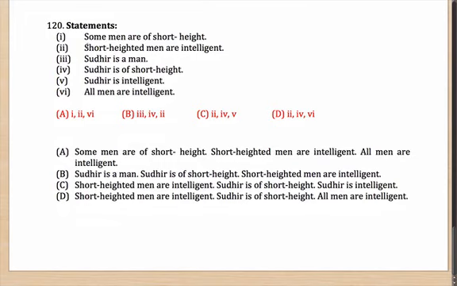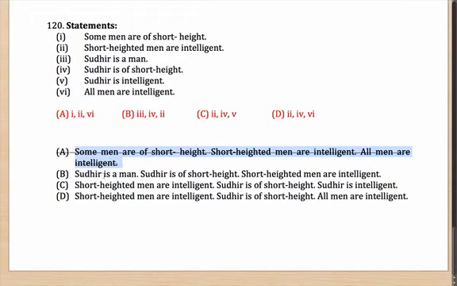Some men are of short height, short-heighted men are intelligent, and a lot of other stuff is given to me. Once again, what I do is I take A, B, C, and D, list them down in the order in which they are given in the options, and then try and solve it. Some men are of short height, short-heighted men are intelligent. So I eliminate the common part, which is the short-heighted one. Now, once I've eliminated the short-heighted part, what am I left with? Some men are intelligent, whereas the conclusion which is given to me is all men are intelligent. Well, that is the incorrect conclusion.